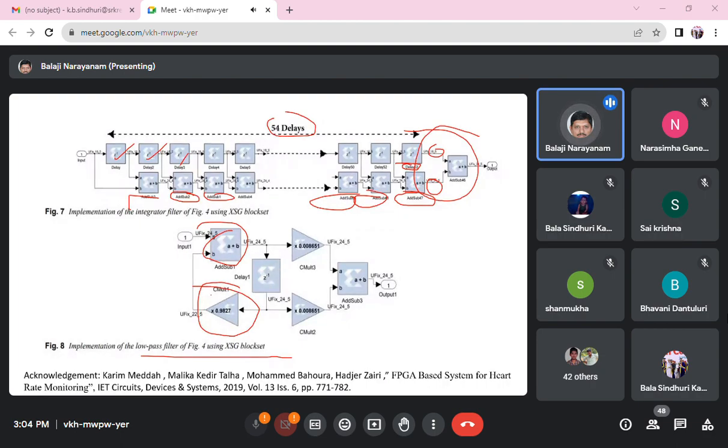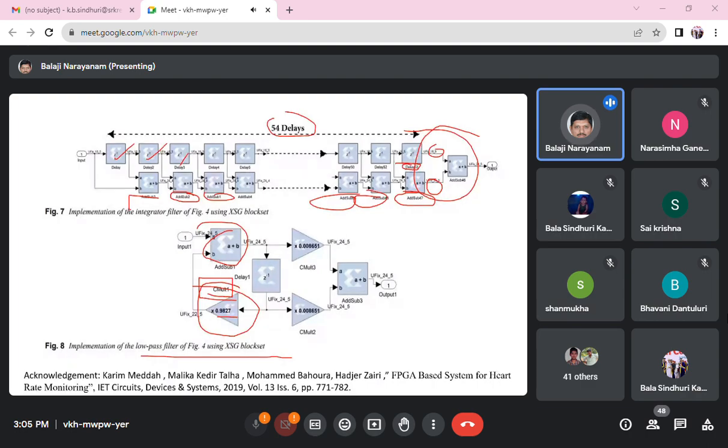I am multiplying with a constant. This is required if my coefficient value is 0.9827 into x of n minus 1. X of n is the input, and x of n delayed by 1 unit is x of n minus 1. So 0.9827 into x of n minus 1 is my equation.